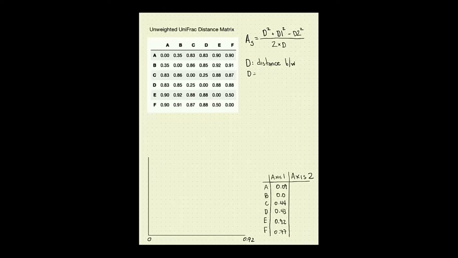And so what that means is I'm going to put sample C at 0.0 on this axis, and I'm going to put sample F at 0.87 on this axis. And so that's the distance between those. So I will do 0.87. Okay, so again, you're probably wondering how I selected this distance here.